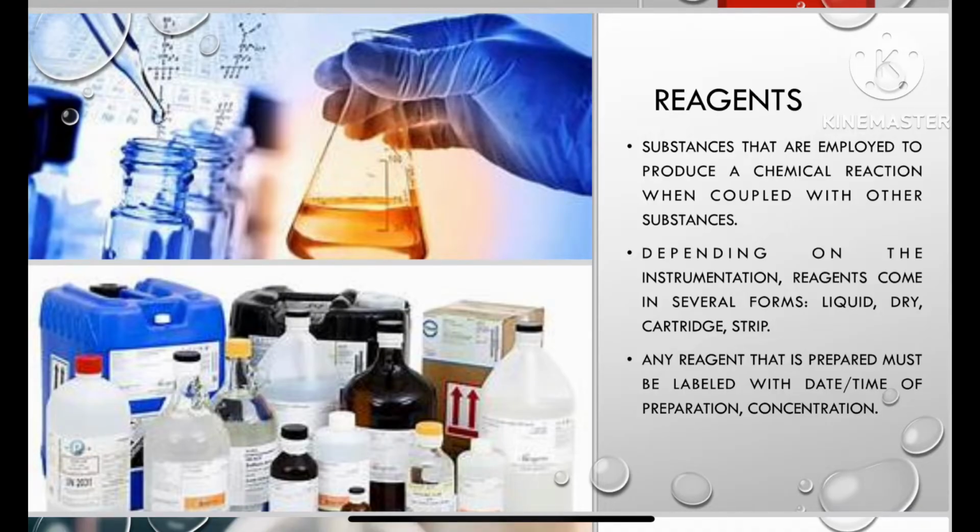Depending on what instrumentation is used, reagents can come in several forms: liquid, dry, cartridge, or a strip. But if it so happens, class, that you're asked to prepare any reagents, then you should label it with the date and time of the preparation, its concentration, and all the necessary things that must be placed there for the material safety data sheet compilation.